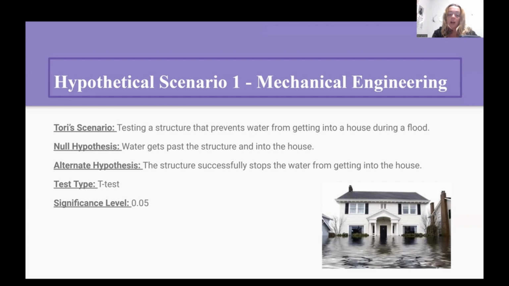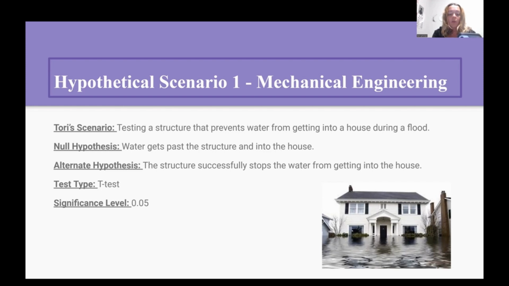In the engineering field, hypothesis testing plays a crucial role in validating assumptions, analyzing experimental results, and improving processes. For my scenario, an engineer will be testing a ramp-like structure that prevents water from getting into a house during a flood. The null hypothesis will be that the water gets past the ramp and gets into the house. The alternate hypothesis will be that the structure successfully stops water from getting in the house.